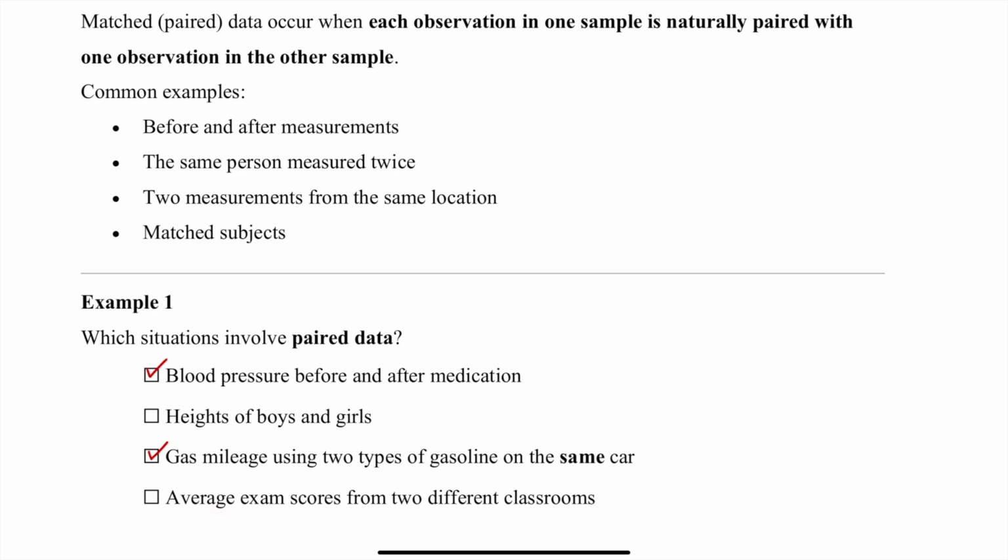Whenever you are deciding if data are paired, ask yourself one question. Can I naturally match each observation in one sample with exactly one observation in the other sample? If the answer is yes, then the data are paired.